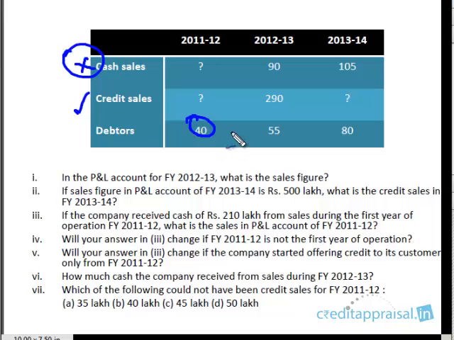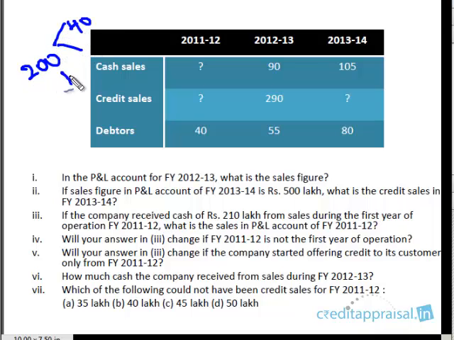So please note, could credit sales have been 40? Let us take the example. Let us assume that the total sales is 200, cash sales is 40, and credit sales is 160. Is this situation possible? Totally possible, because the company made total credit sales of 160, of which debtors is 40. Possible, right? Because 40 is less than 160.